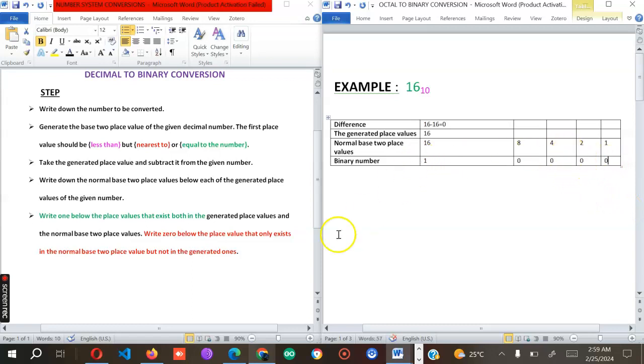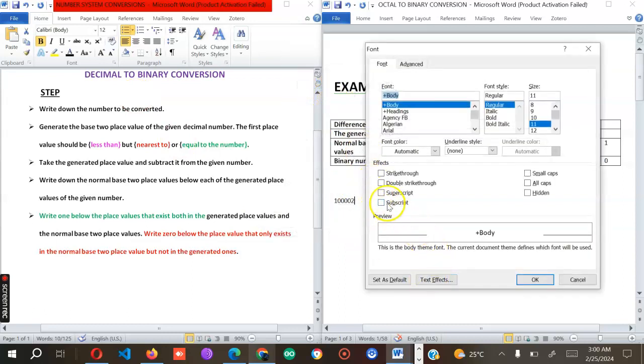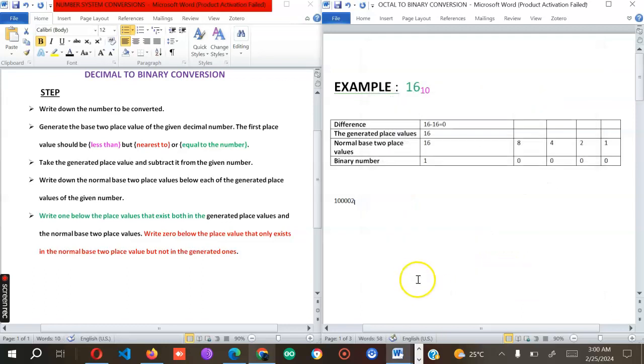So just like that, the final answer will be 1 0 0 0 0. Then we have the base 2 as our answer. Let me get this to base 2. We have subscript base 2 like that. So that is our answer. So what we have done, we have converted this decimal to the other base. I hope you have understood what we have done on this part.